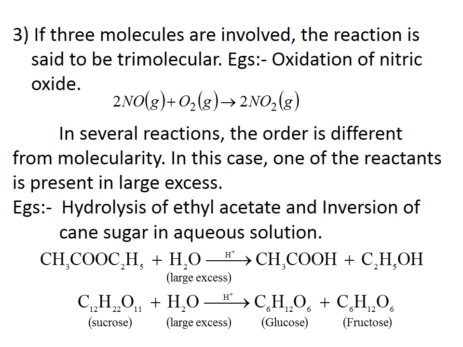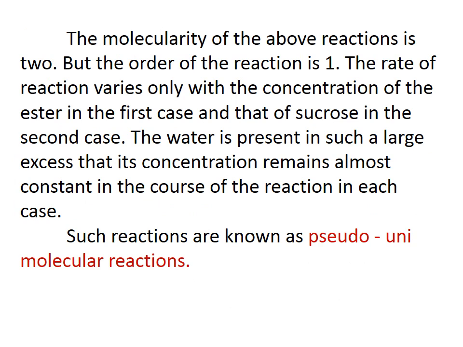CH3COOC2H5 plus H2O, which is present in excess, in the presence of an acid catalyst gives CH3COOH plus C2H5OH. Similarly, sucrose C12H22O11 plus H2O in the presence of H+ catalyst gives C6H12O6 glucose plus C6H12O6 fructose. These two are the best examples for this type of reaction. The molecularity of the above reactions is 2, but the order of the reaction is 1.